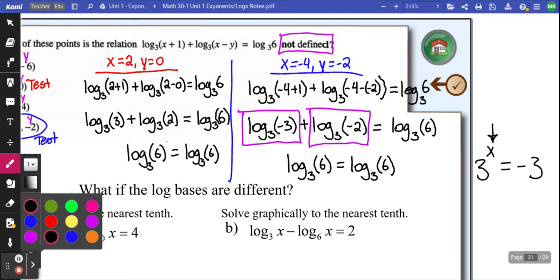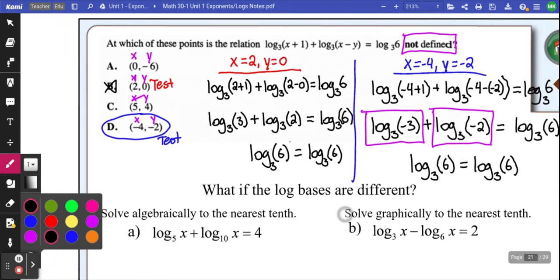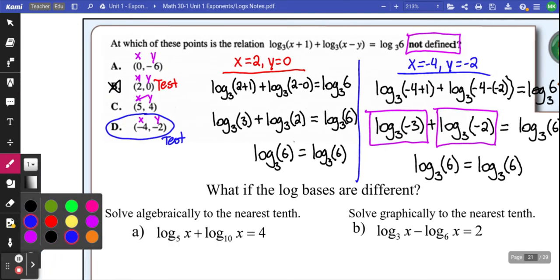Last year, you would test, am I dividing by 0? This year, you're going to test, am I creating a log that's actually undefined? That's not possible. This is not possible. Therefore, it is not defined. D is the correct answer.